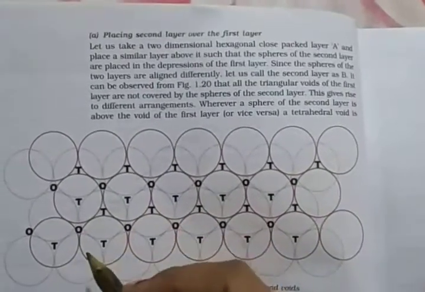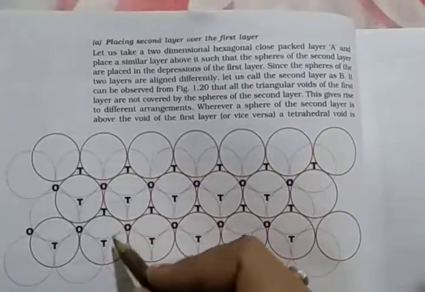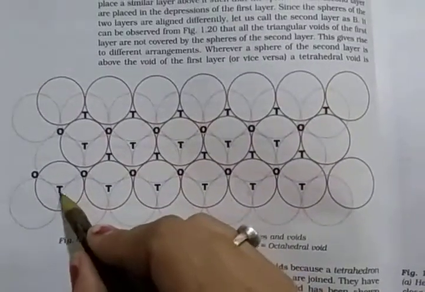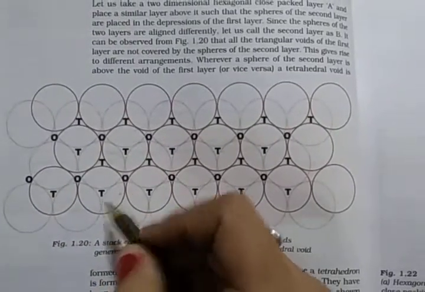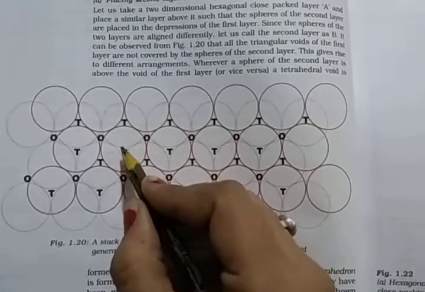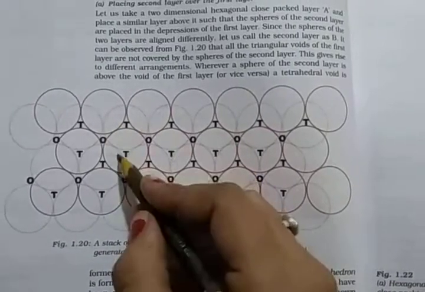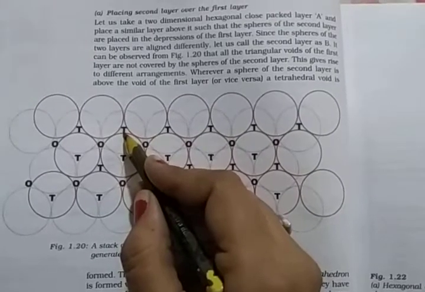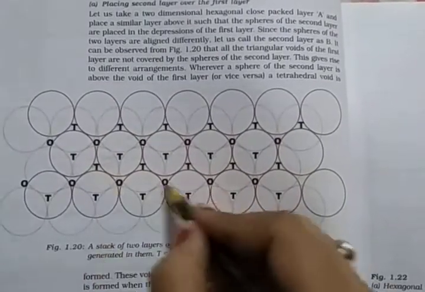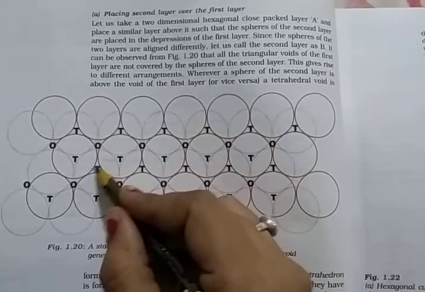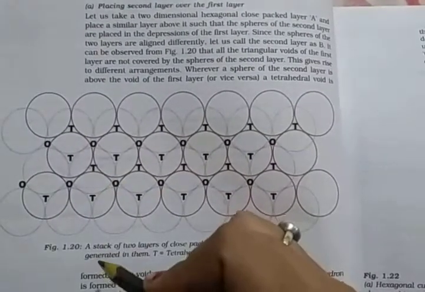Okay, and here you see the triangular voids of the first layer. Here you see this sphere, this 1, 2, 3. In between are the voids, these are the triangular voids of the first layer. This is the first layer, then the second layer. So in between, triangular. Okay, clear?